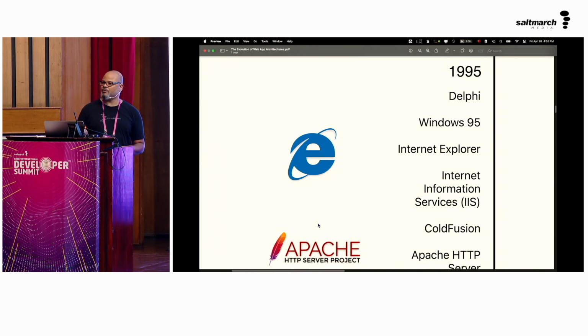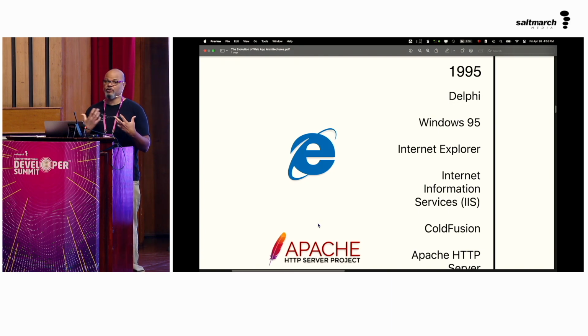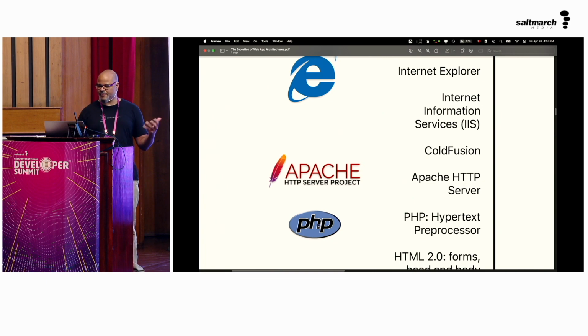Windows 95 came out, which was a much, much better version of Windows. But the key thing here is Internet Explorer. Internet Explorer has a very, very important role to play in terms of the way we build applications. Okay. So that was Microsoft's first version of their browser. They actually licensed it from another company called Spyglass. They also introduced Internet Information Services, which was their web server.